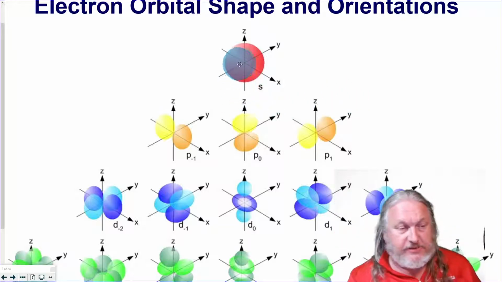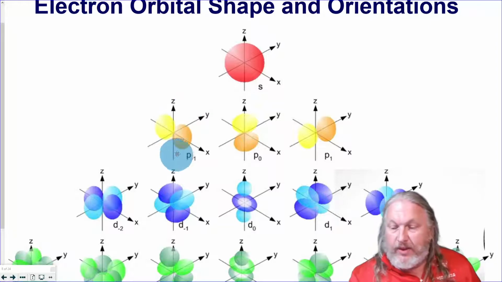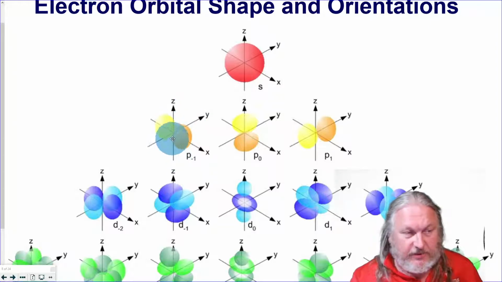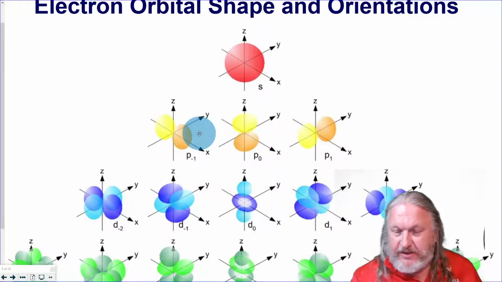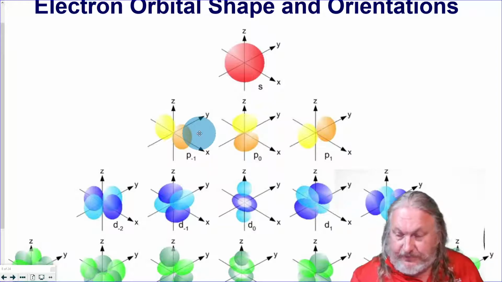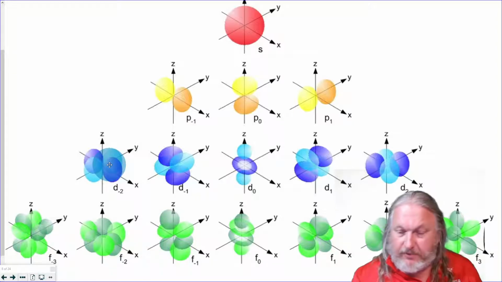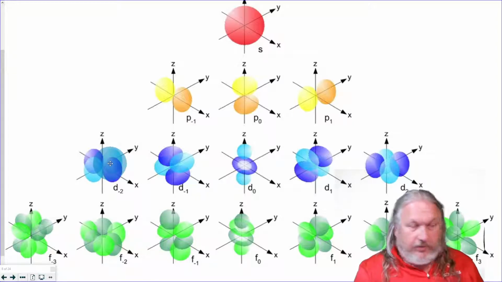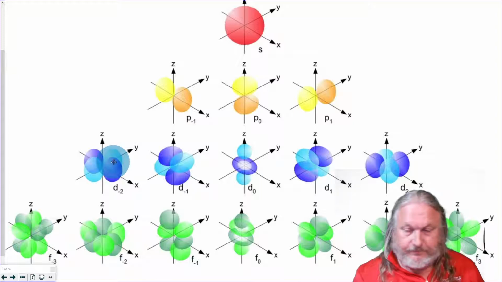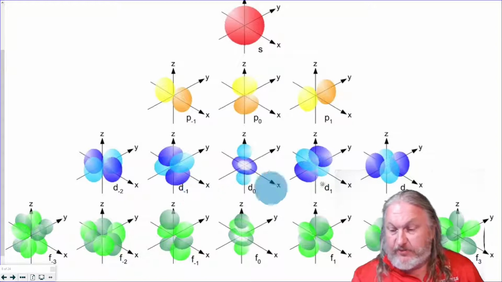The first shape is the S. You can think of that like a sphere or ball. There's only one orientation for this. These are the P shapes. They're dumbbell type shapes, and they're aligned along the X, Y, and Z axis. These are the D shapes. They're pretty weird, but I've got some models of these, and we'll look at those and touch them and feel them. There's 5 of those.